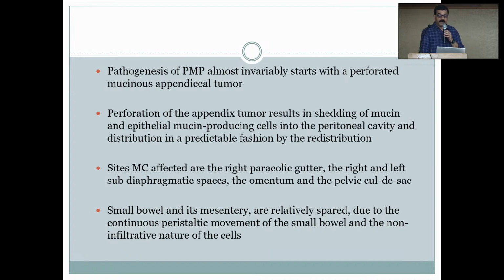The pathogenesis of pseudomyxoma peritonei almost invariably starts with a perforated appendix. Perforation spills the tumor into the peritoneum, which then produces mucin. It can be either acellular or cellular mucin. The spread of the mucin in the abdomen is predictable, as peritoneal fluid moves from the pelvis in a caudocranial way. The most commonly affected sites are the right paracolic gutter, the right and left subdiaphragmatic spaces, the omentum and the pelvic peritoneum. The small bowel mesentery is relatively spared in the early stages because of the continuous movement of the small bowel, but in later stages the whole of the abdominal organs will be covered with mucin.